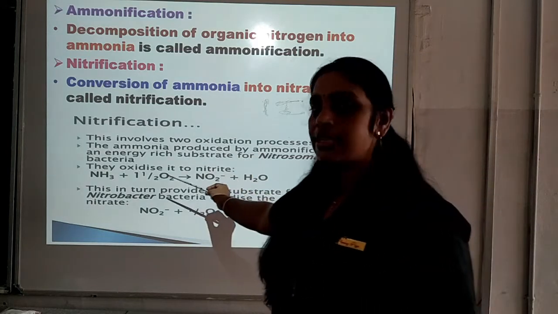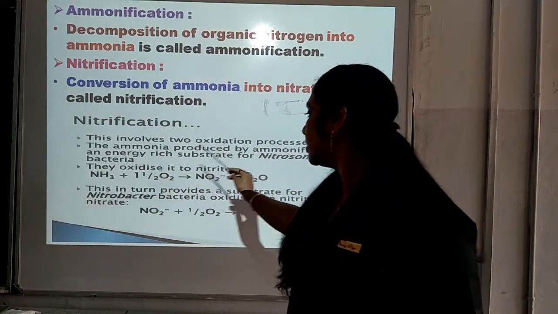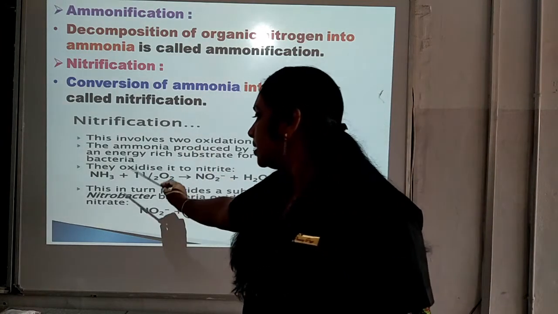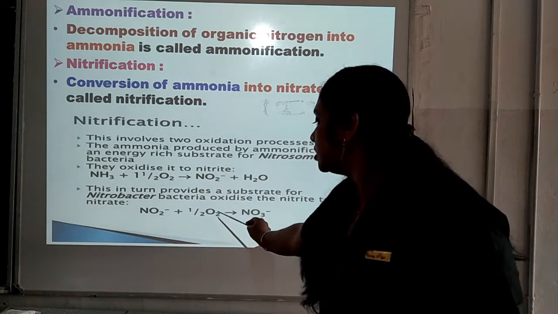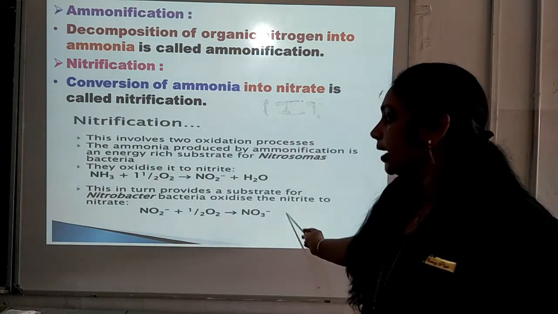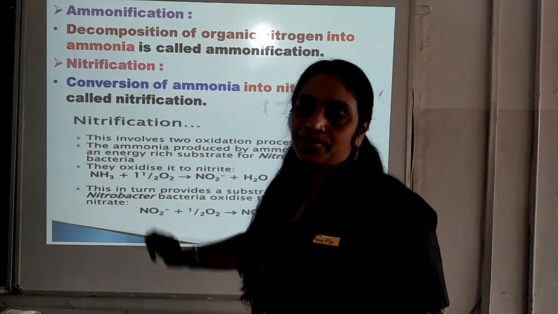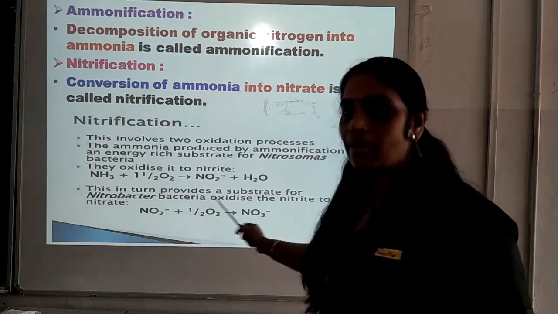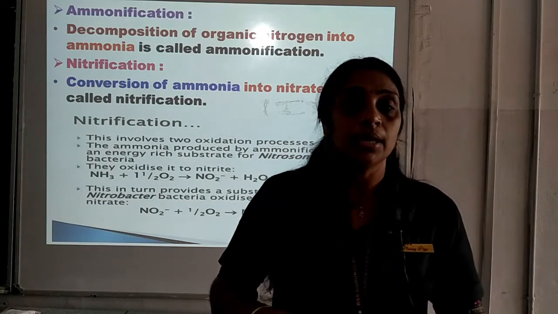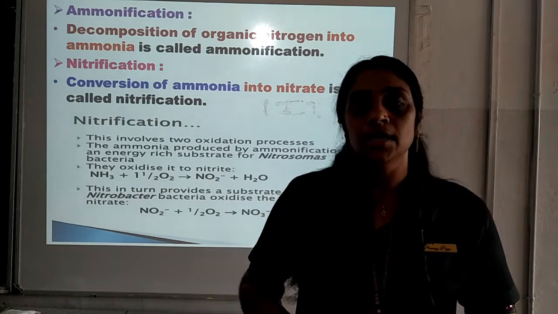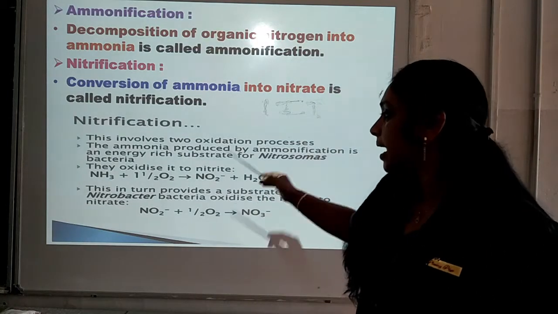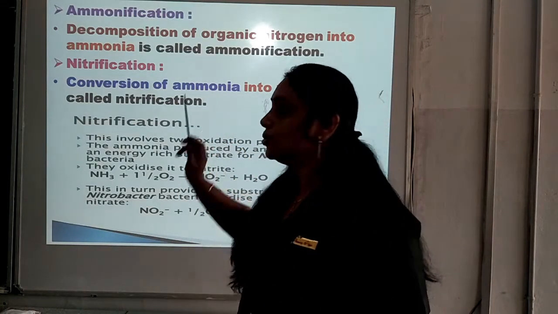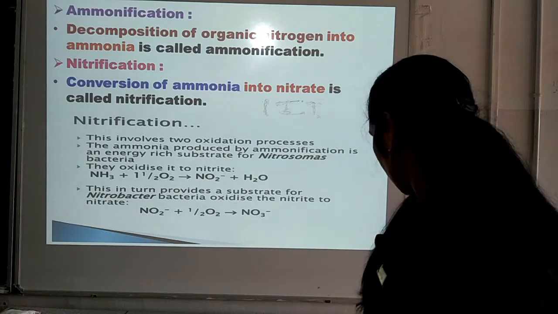In the first step, ammonia is oxidized in the presence of Nitrosomonas to nitrite, and in the second process the nitrite is getting oxidized to nitrate in the presence of Nitrobacter. So, you have to study in this manner, my dear children, because this question, the nitrification process, used to come in the question paper, and you can answer it if you understand the two steps related to nitrification. So, that is related to nitrification.